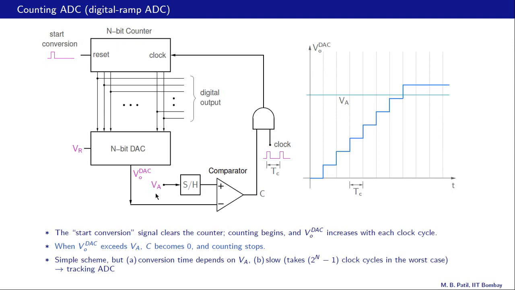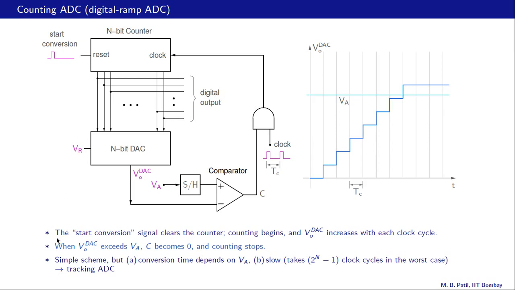This is our input analog voltage that goes through a sample and hold circuit, and that is applied to the plus input of this comparator. The minus input is VO DAC. The output of the comparator, C, is ANDed with the clock signal, and that serves as the clock for the counter. So that is the block diagram, and now let us see how the ADC functions.